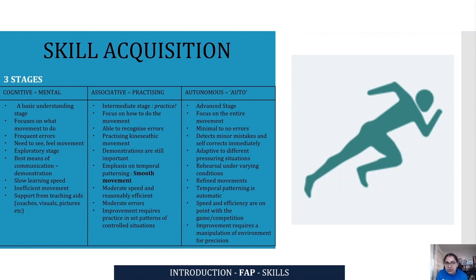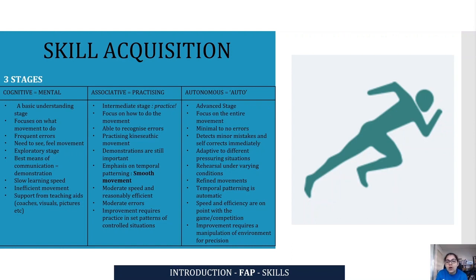Movement is generally inefficient because you're still learning how to actually move, and the support from teaching aids is really crucial, like coaches and visuals and pictures to understand what to do, and then to start to move in that certain way. Associative is your practicing stage. This is our middle stage, the intermediate stage.